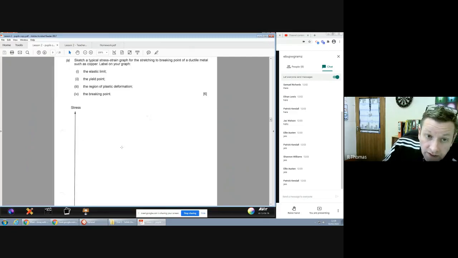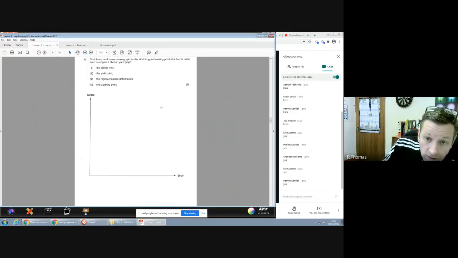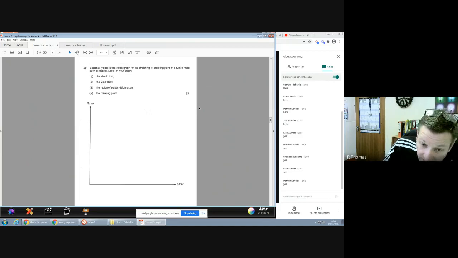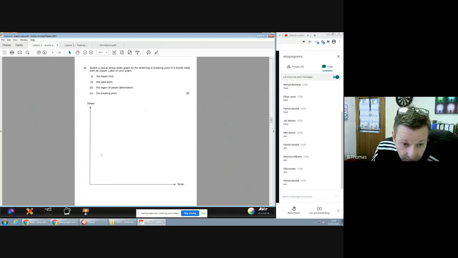So you are going to do this now. 6 marks for this. Sketch a typical stress strain graph for the stretching to breaking point of a ductile metal such as copper. So you know what the shape of this is going to be. It's going to go up there and then down there and then up a little bit like that, just like the ones we just looked at on the last question for steel.